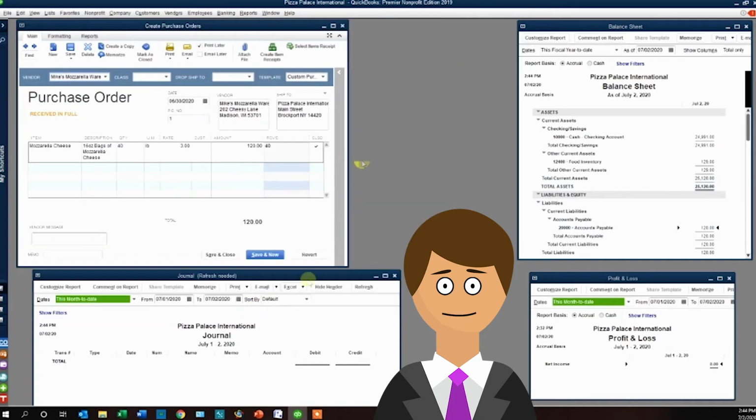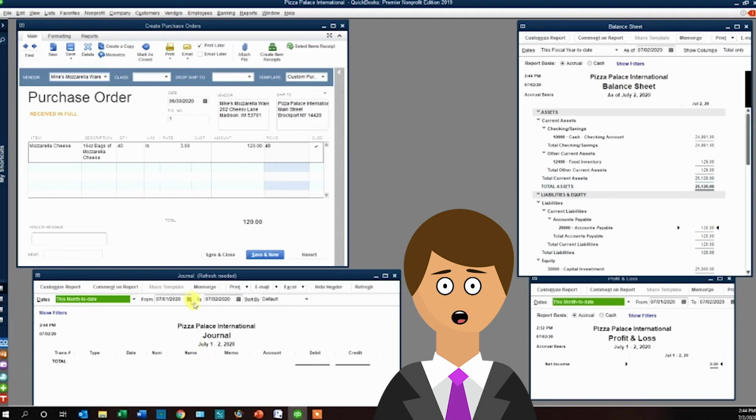So it's been entered. It's received in full, all 40 bags of mozzarella. And you'll notice that now our inventory has gone up to $129 from the original $9 that we had. And you'll see that we now have an accounts payable in our system for the $120.